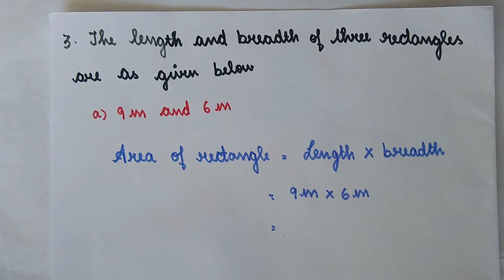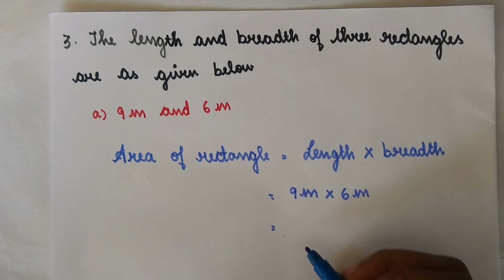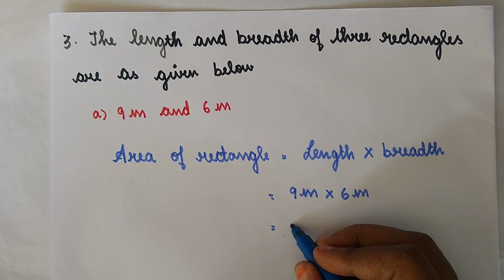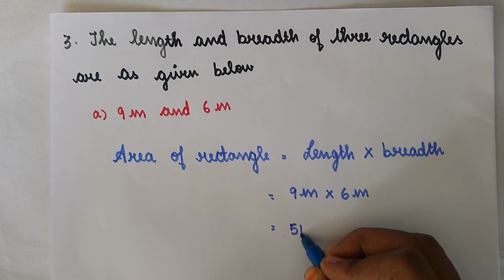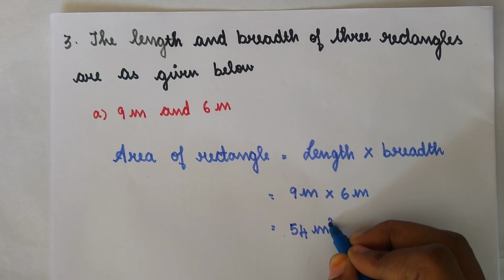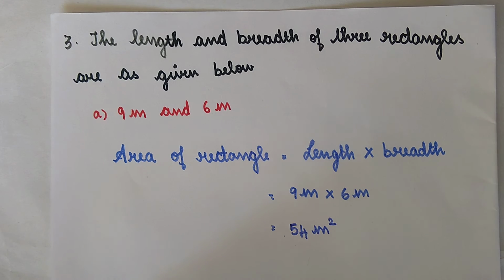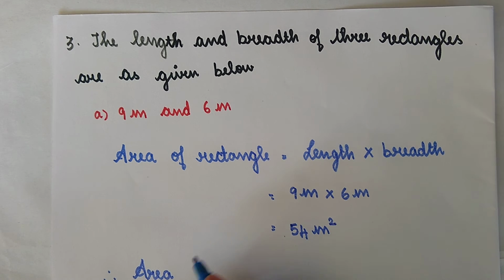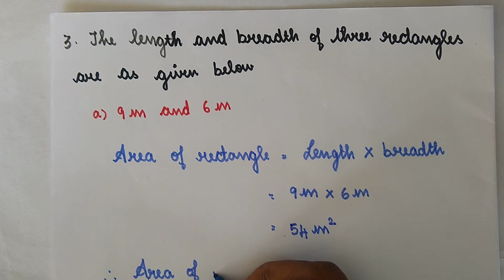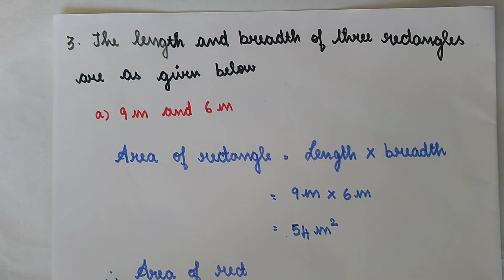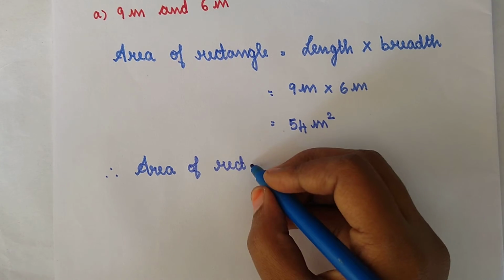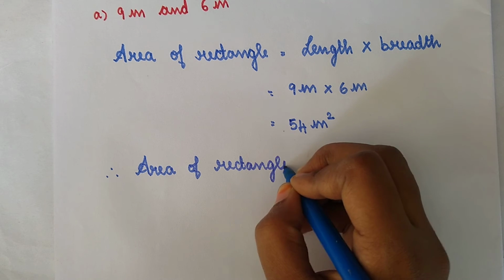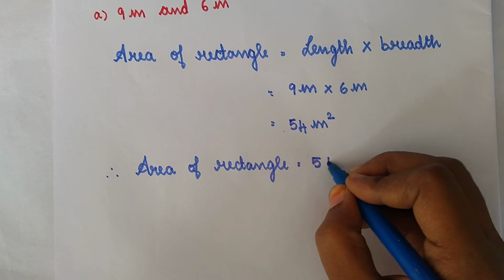What is the next step? Next step is we multiply 9 and 6. So 9 6s are 54. Meter into meter, meter square. Area means the unit of area is square unit. Therefore area of rectangle equals 54 meter square.